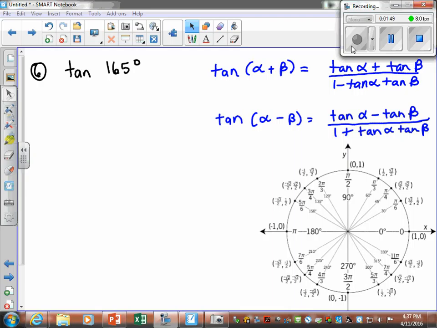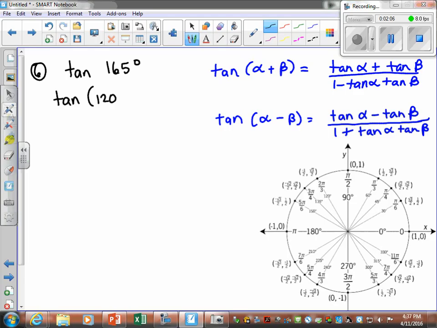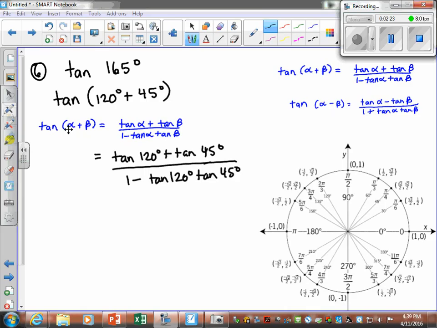Okay, and now we also see an example with a tangent of 165. Likewise, we're trying to find two degrees that will be easy to either add or subtract to give us 165. Well, it looks like it would be easy to do the tangent of 120 degrees plus 45 degrees. Both of those are on the unit circle. This would be our alpha, this would be our beta. Let's go ahead and plug these in and then evaluate. So we labeled this one our alpha, and we labeled 45 degrees our beta, and we plugged it into our formula.